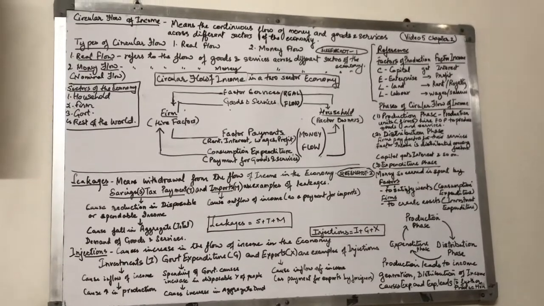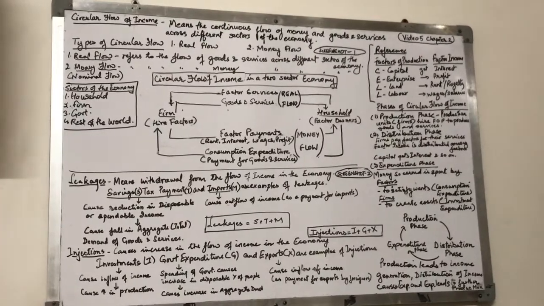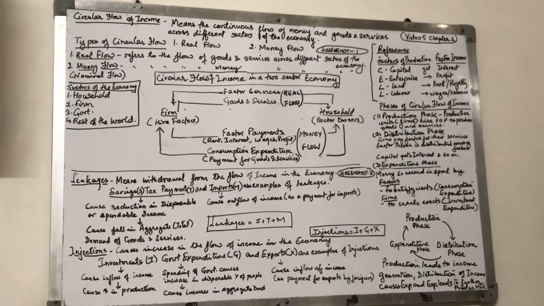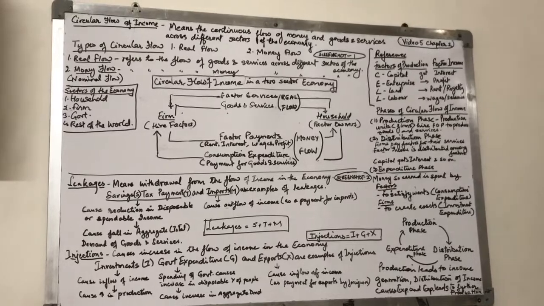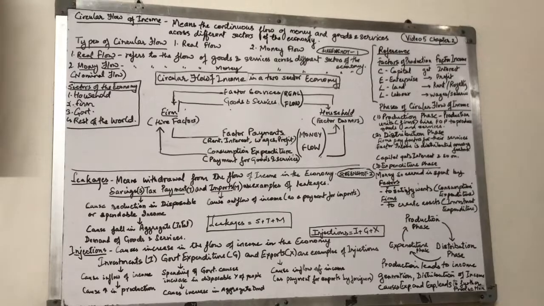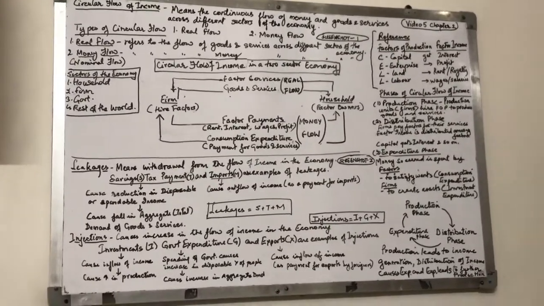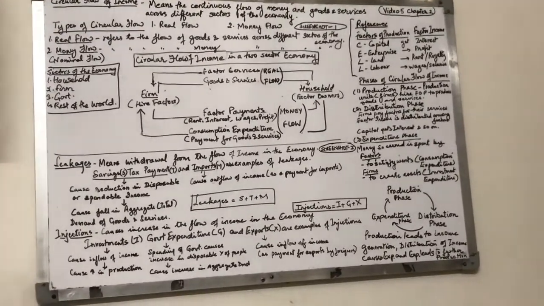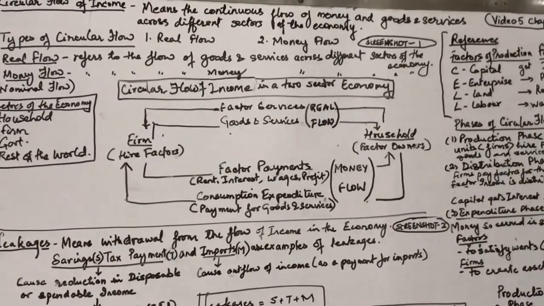Previously, I had explained to you that households are factor owners. That means all the factors, capital, enterprise, land and labor, are owned by households or families. So when production is to be done by the firm, who are the producers in the economy, they hire the factors from the household. So factor services, a real flow, move from the households towards the firm.